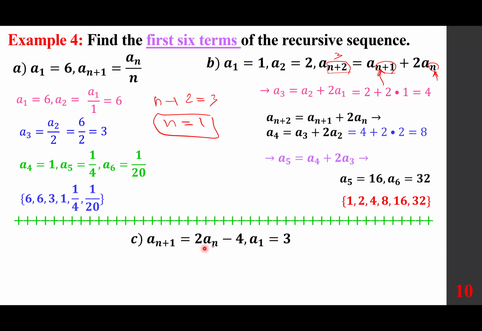a sub n plus 1 is 2 a sub n minus 4, and a sub 1 is 3. Meaning, if you want any term, a sub n plus 1, go to the previous one, multiplied by 2, minus 4. So if I want a sub 2, just change this one to 2. If I want a sub 2, then n plus 1 must be 2, which means n must be 1. So 2 a sub 1 minus 4. 2 times 3 minus 4 is 2.